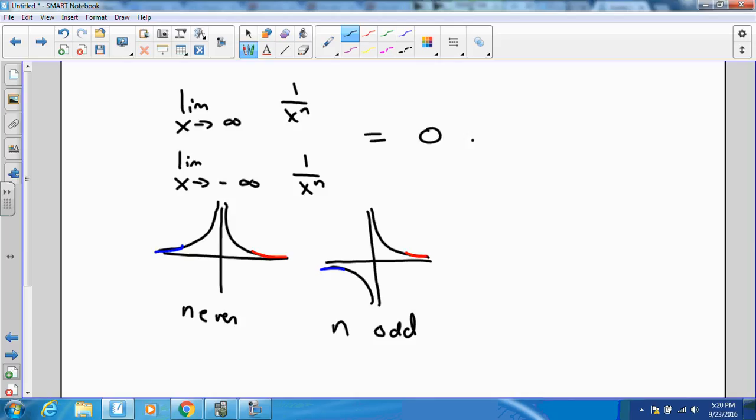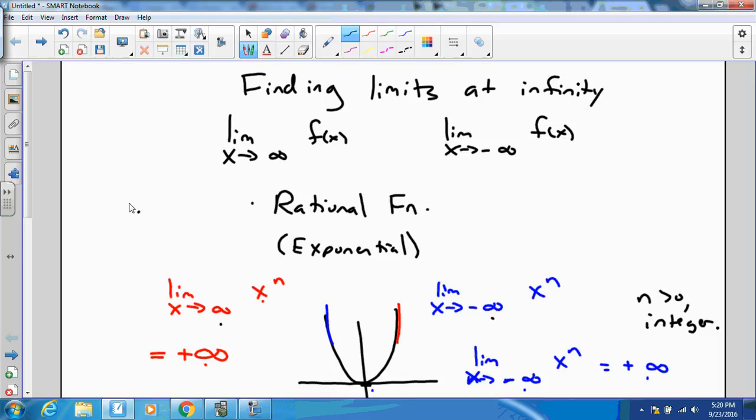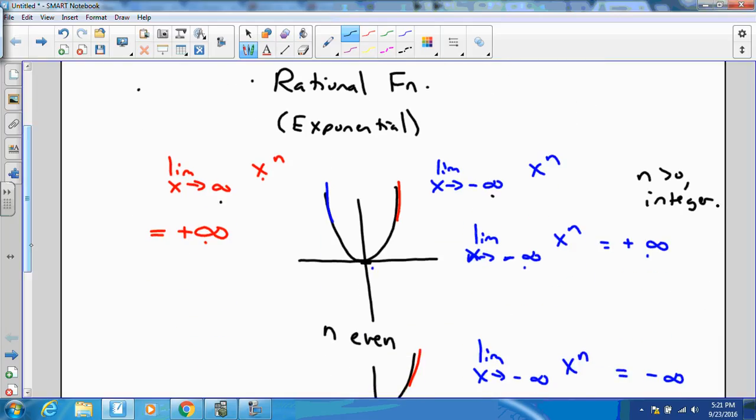So to recap what we have so far, the limit as x goes to either positive or negative infinity of 1 over x to the n is 0. The limit as x goes to positive infinity of x to the n is always positive infinity. And the limit as x goes to negative infinity of x to the n will depend upon the even or odd parity of the exponent.